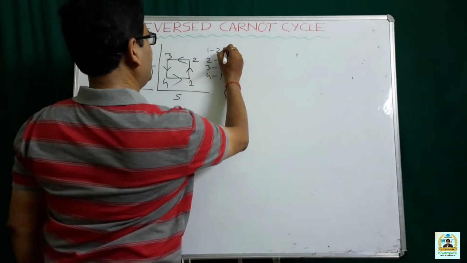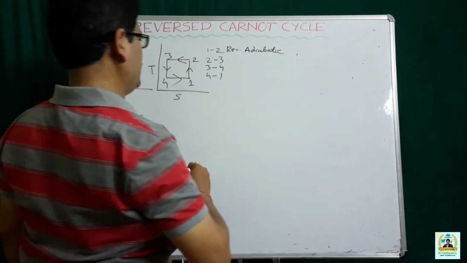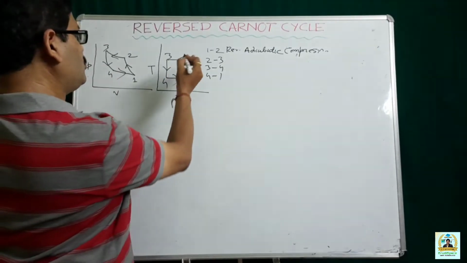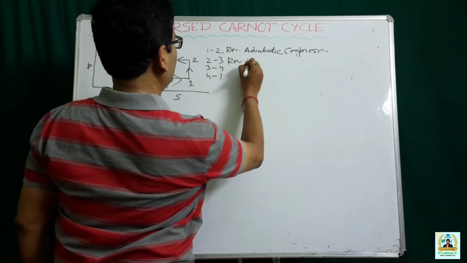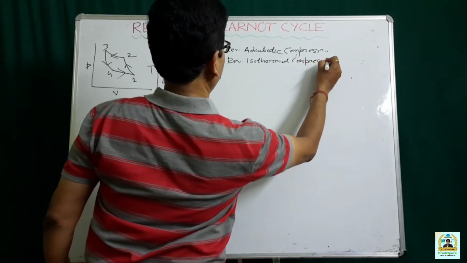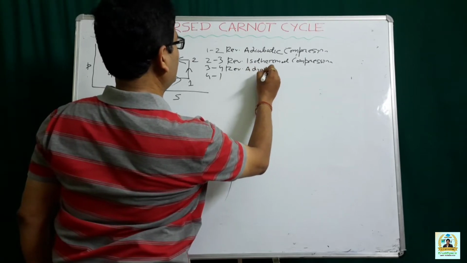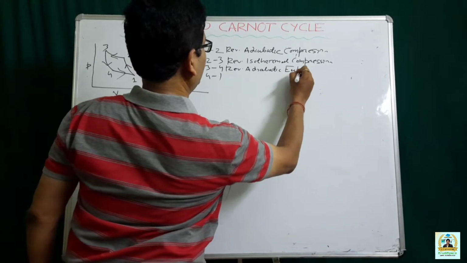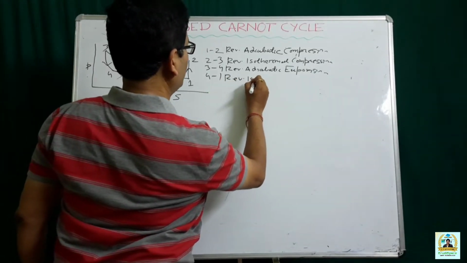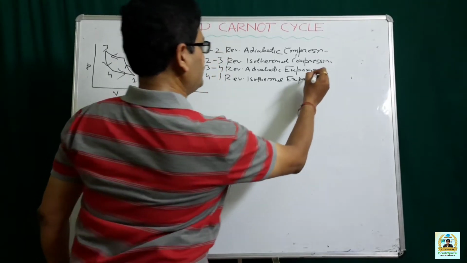1-2 is a reversible adiabatic compression process. 2-3 is a reversible isothermal compression process. 3-4 is a reversible adiabatic expansion process, and 4-1 is a reversible isothermal expansion process.